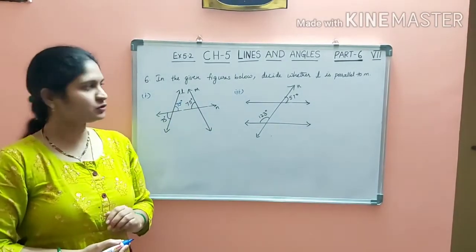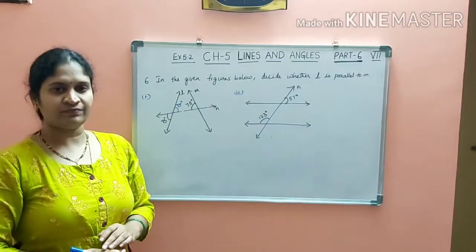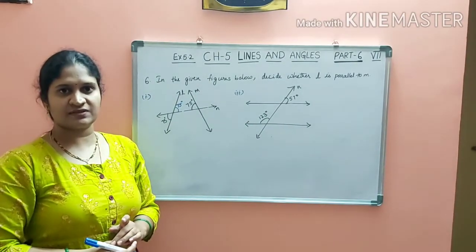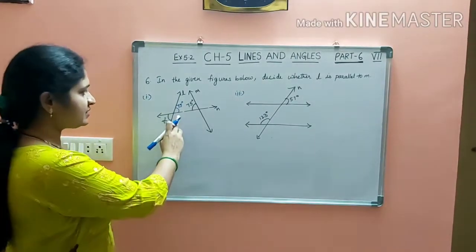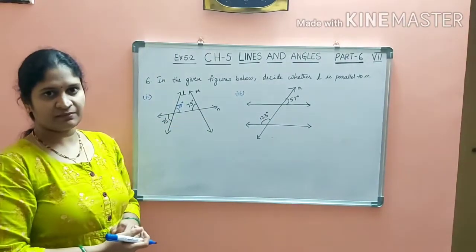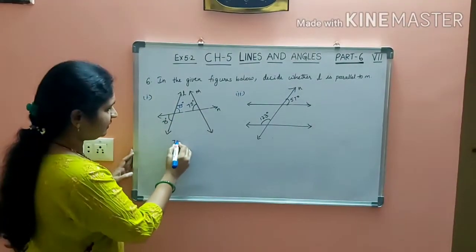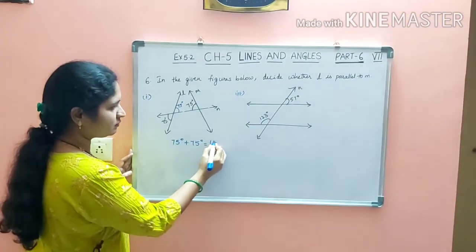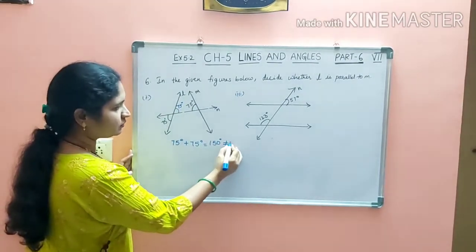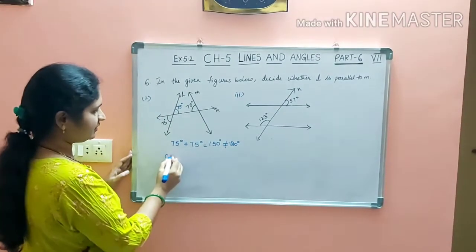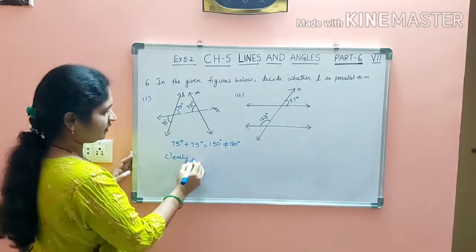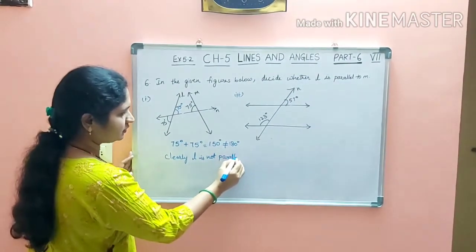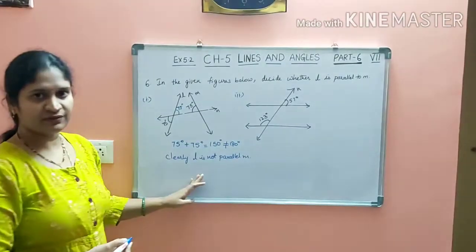What is the fact to say that L is parallel to M? The last one, okay? Interior angles on the same side of the transversal form supplementary. Let us check whether these two form supplementary or not. 75 degrees plus 75 degrees is equal to 150 degrees, not equal to 180 degrees. Clearly, L is not parallel to M. Is this clear to everyone?